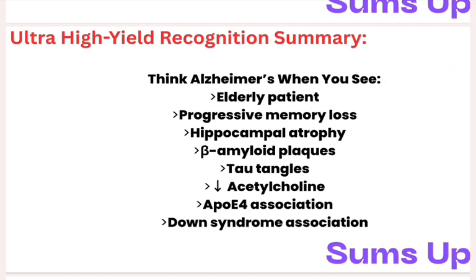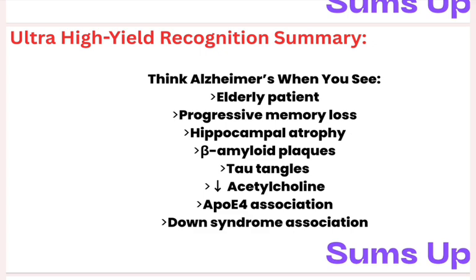So this is the ultra high recognition summary for Alzheimer's. Whenever you see an elderly patient, progressive memory loss, hippocampal atrophy, beta amyloid plaques, tau tangles, decreased acetylcholine, ApoE4 association, and Down syndrome association, it is always Alzheimer disease. So remember this, all these terms written on this page. This is going to make you choose between the options in your exams.